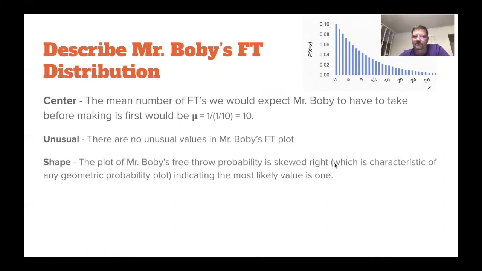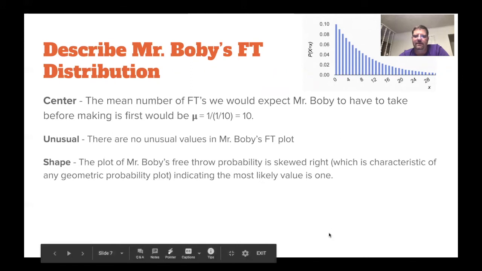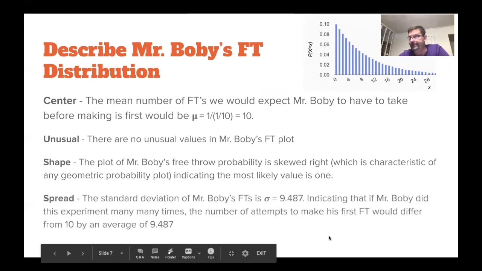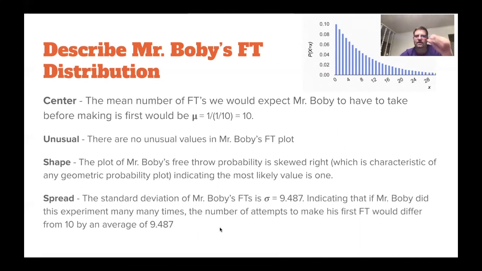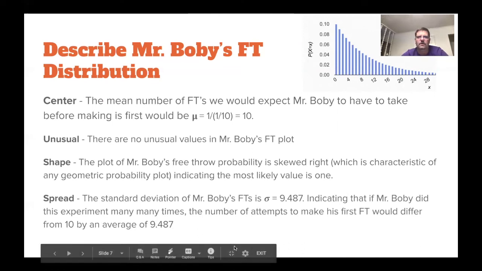The shape is a characteristic that's always going to happen with geometric. My most likely value is to make my first one on 1, although it's not very likely for me. And the standard deviation formula was there, indicating that if we did this many, many times, my free throw would differ from 10 by 9.487. So I was being specific, and I had the units in there.